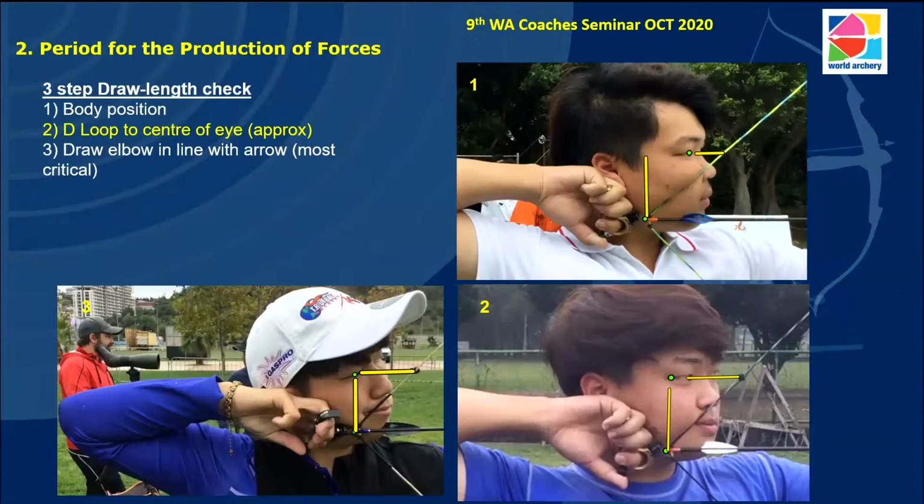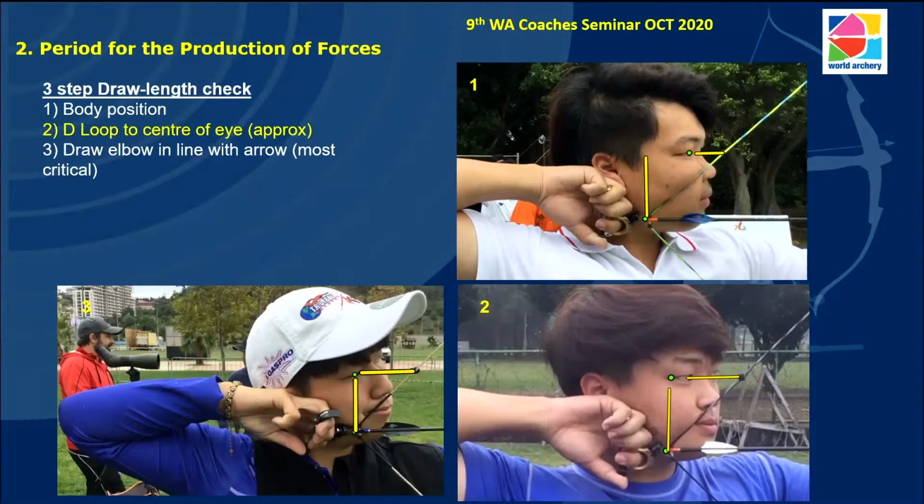You can see here on image number 1, there's an athlete with a very far back draw length and anchor position, and his D-loop is quite behind his eye. Now, this archer is a near national team member and a relatively good shot, considering that his country is quite difficult to make the national team on.